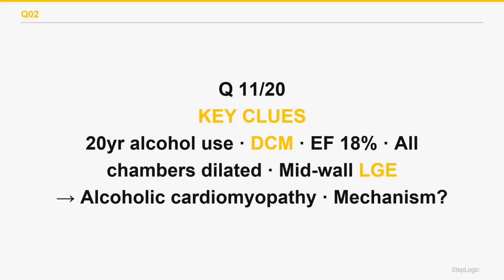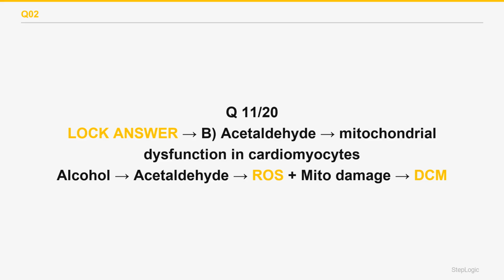Mid-wall late gadolinium enhancement on cardiac MRI distinguishes dilated cardiomyopathy from ischemic cardiomyopathy, where enhancement is subendocardial. Choice E, thiamine deficiency, wet beriberi, causes high output heart failure with peripheral vasodilation, not dilated low output failure. Peripheral neuropathy plus high output HF is an entirely different mechanism from alcoholic cardiomyopathy. Choice A, pressure overload, causes a hypertrophic, not dilated, pattern.